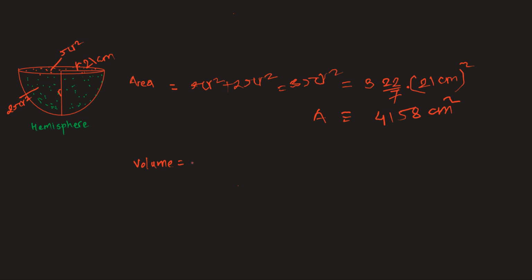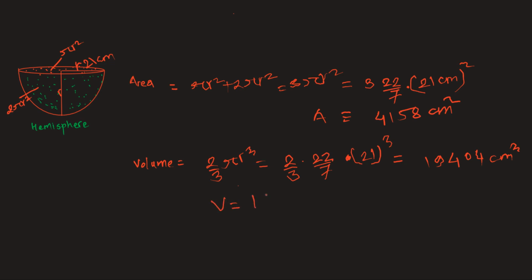Similarly, if we want to find the volume of the hemisphere, we can use formula 2/3 pi r cube, since volume of hemisphere is half the sphere. 2/3, the value of pi is 22/7 times r is 21. If you want to cube it and calculate it by using calculator, we will get 19404 centimeter cube. So the volume will be 19404 centimeter cube.